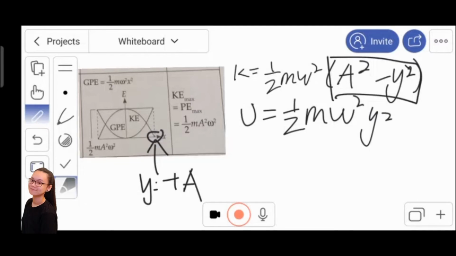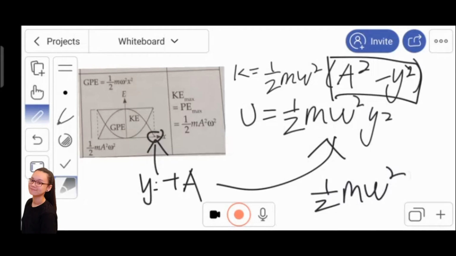Let's sub the positive a into the formula of potential energy. We can get the potential energy equal to 1 over 2 omega square a square. It means the point of maximum potential energy is at the amplitude. So it's here. The same situation applies here, where y is equal to negative a.